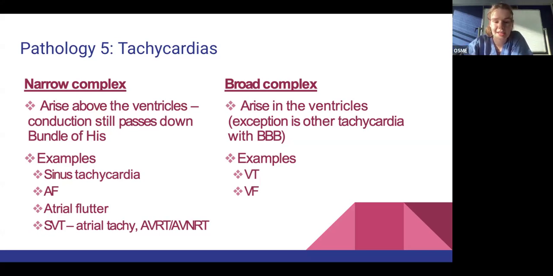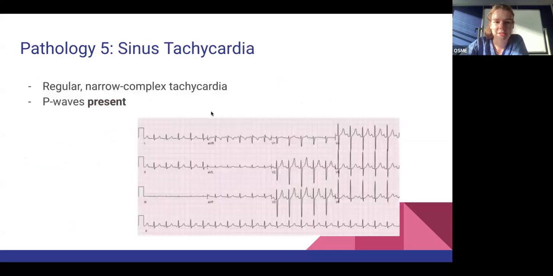So examples are sinus tachy, which is what came up in our OSCE last year. I spent my whole time looking for something really niche and clever, and it was literally sinus tachycardia. AF, atrial flutter, SVT, that sort of thing. Broad complex, pretty much always worse. They arise in the ventricles. The exception is if you have a bundle branch block and also have tachycardia. So you've got a bundle branch block and you've, for some reason, been for a run. Examples are VT and VF.